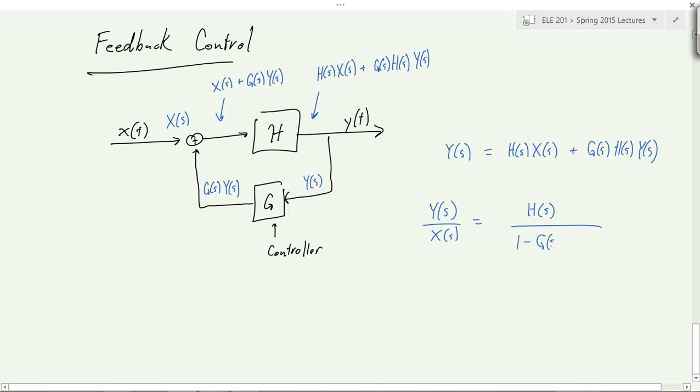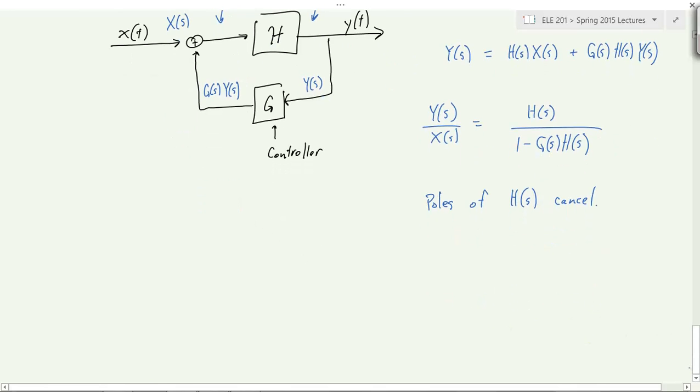And the main point here is that now we would look at the poles of this system, and the poles of this final system are not just determined by the poles of h of s. In fact, the poles of h of s cancel, and so they no longer determine stability alone, and instead you look at this whole quantity here. And this is much more robust control.